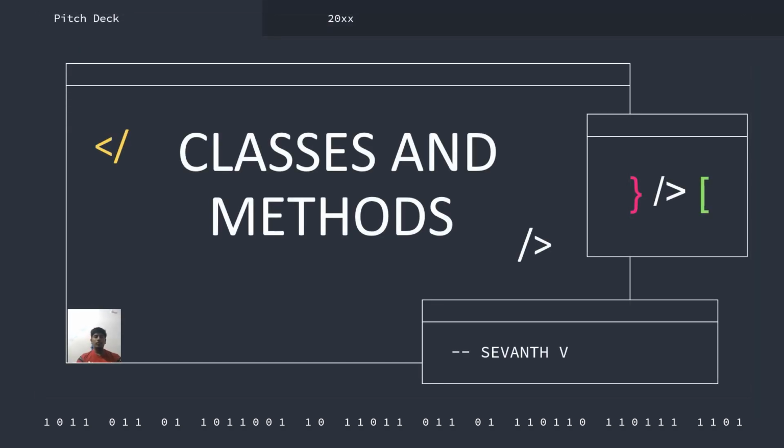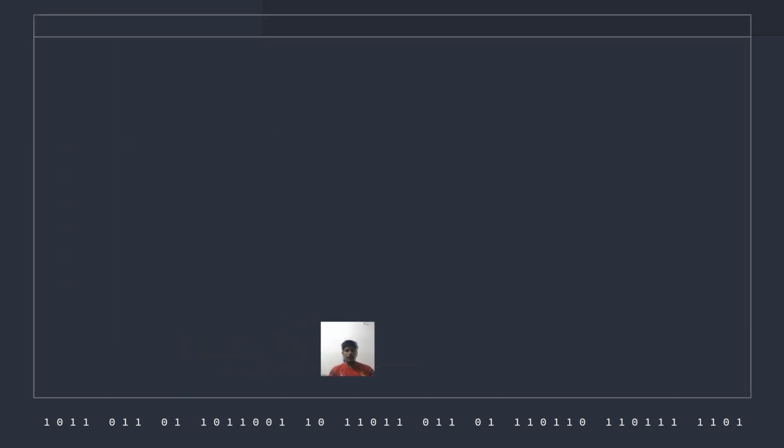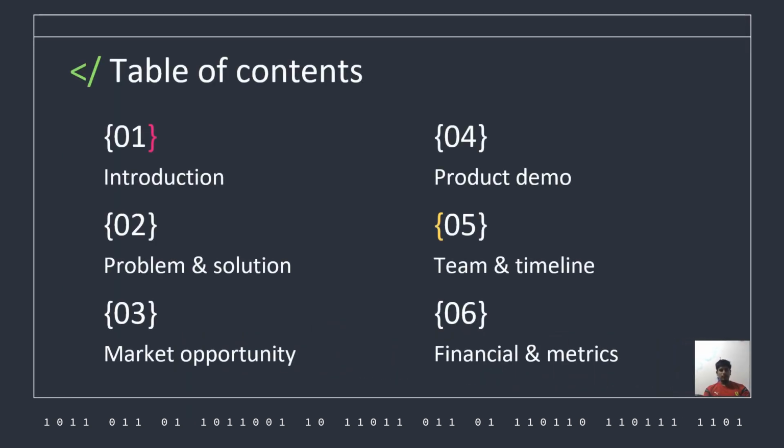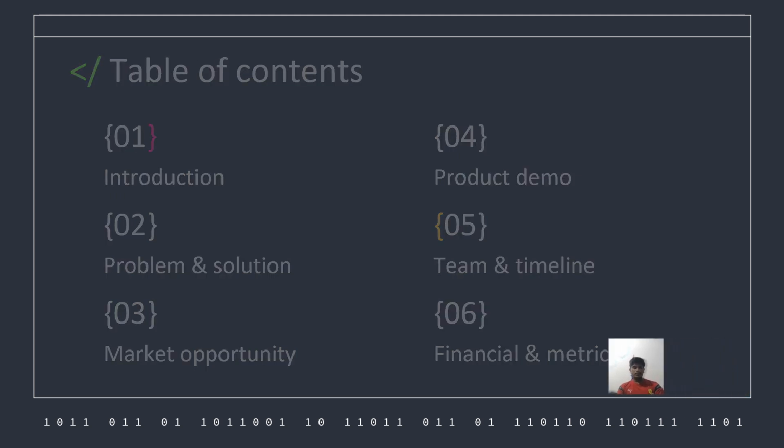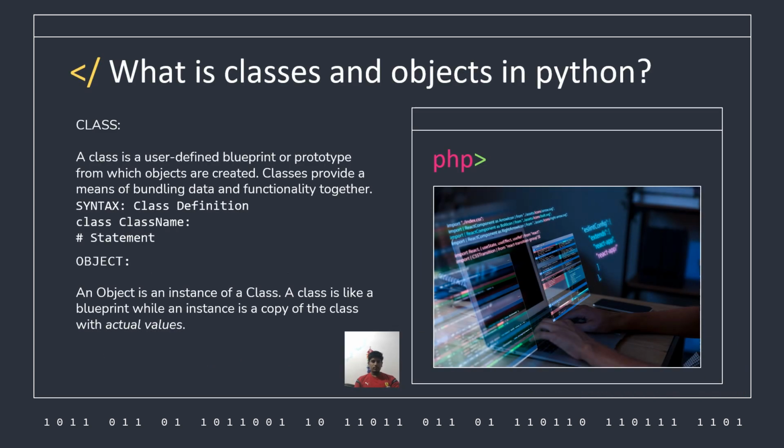Now we are going to learn about the topic classes and methods. First, the introduction. What is a class and what is an object? Class. A class is a user-defined blueprint or a prototype from which objects are created. Classes provide a means of bundling data and functionality together.